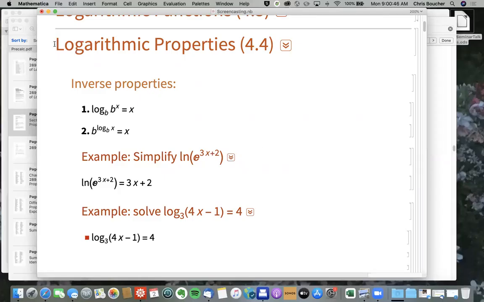Hey folks, welcome to a short video about properties of logarithms and how we can use them to solve equations and simplify expressions. This is section 4.4 in the book.